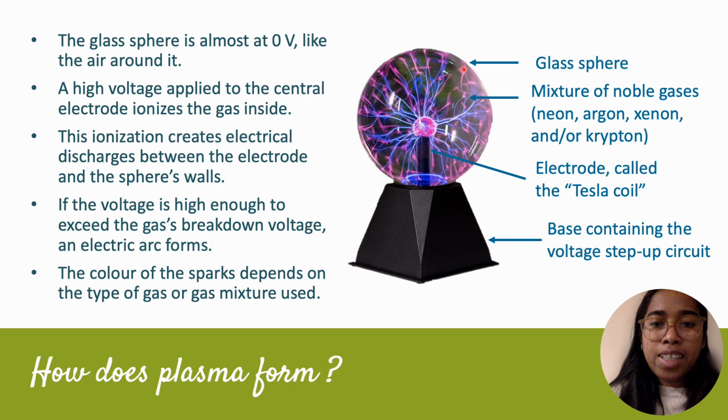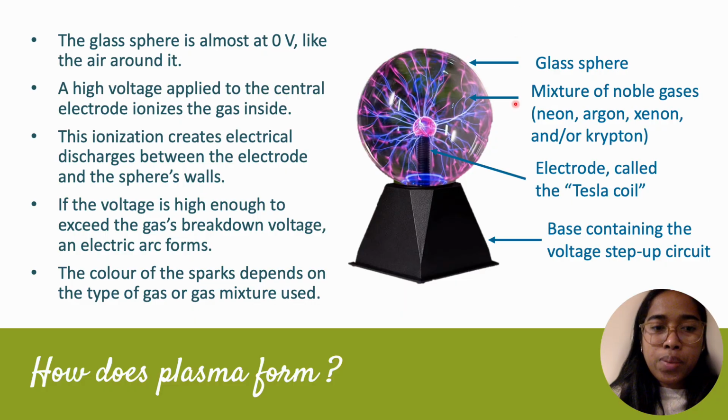So this is the glass sphere. The mixture of noble gases is inside, and we have the Tesla coil or the electrode at the center, and we have the voltage circuit here at the bottom. So when powered, plasma filaments extend from the electrode to the glass, creating colorful glowing light beams.